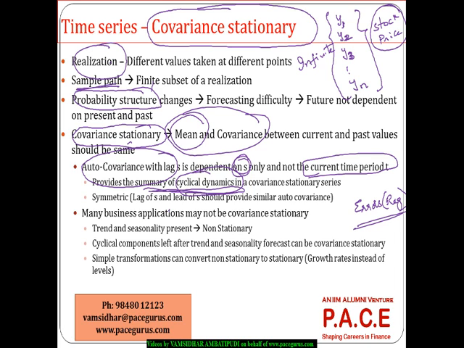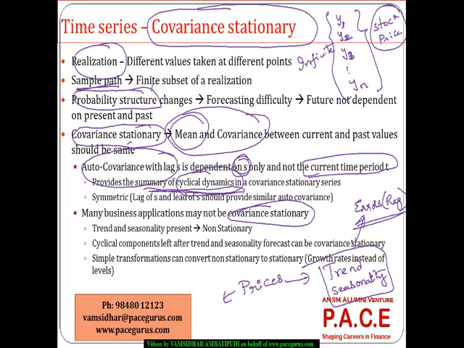In reality, in many business applications, by direct visualization, the data may not be covariance stationary. If I'm looking at prices, they may not be covariance stationary because they show some kind of trend and some kind of seasonality. But whatever cyclical component is left after modeling the trend and seasonality, that portion can very well be covariance stationary.